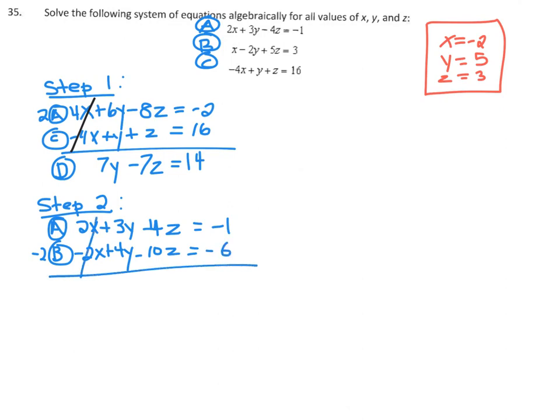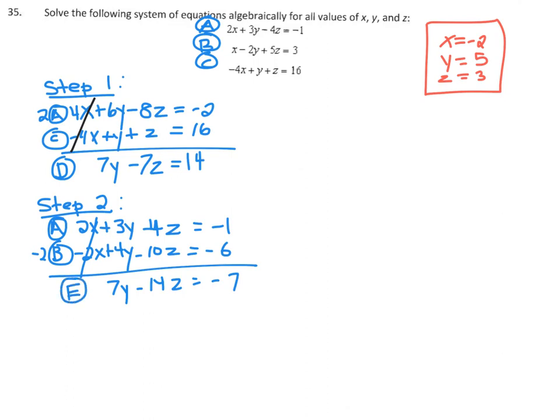All right, so let's add them up. So the x's cancel. 3y plus 4y is 7y. Negative 4z and negative 10z is negative 14z. And negative 1 minus 6 is negative 7. And since we created a new equation here, we're going to call that equation E. I mean, you can call it whatever you want, but I like to go alphabetically.